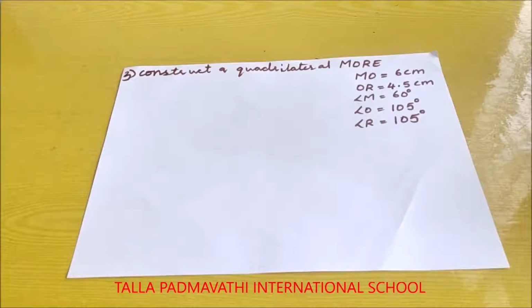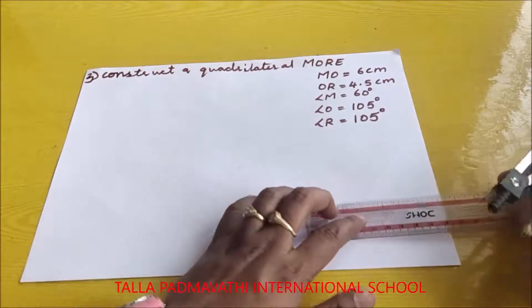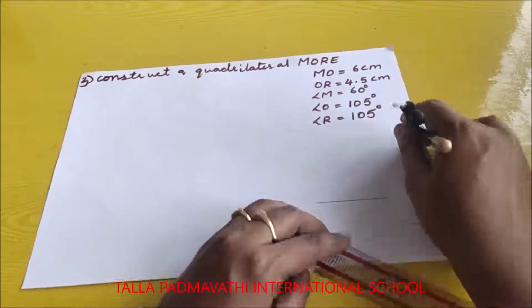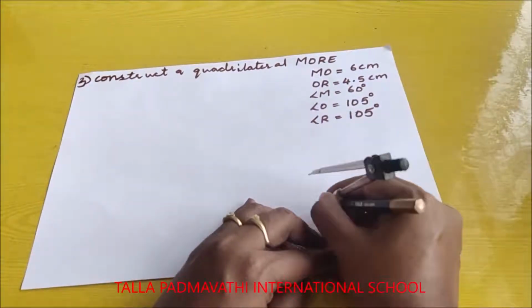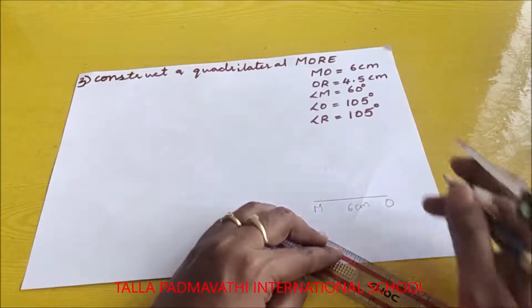Next is the third one, children. So this is the quadrilateral we are going to draw when 2 adjacent sides and 3 angles are given. So children, for every problem we need to draw a rough diagram. So let's see that now. You need to draw OM. First draw OM, and this will be 6 centimeters. OM or MO.